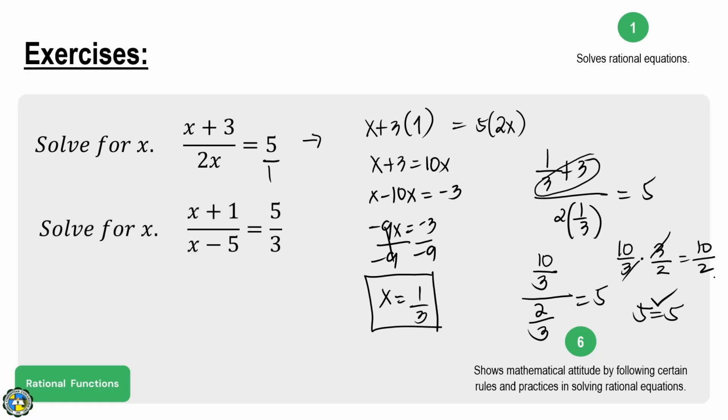Let's proceed with another set of exercise. We have x plus 1 all over x minus 5 equals 5/3. So let's solve for its value.